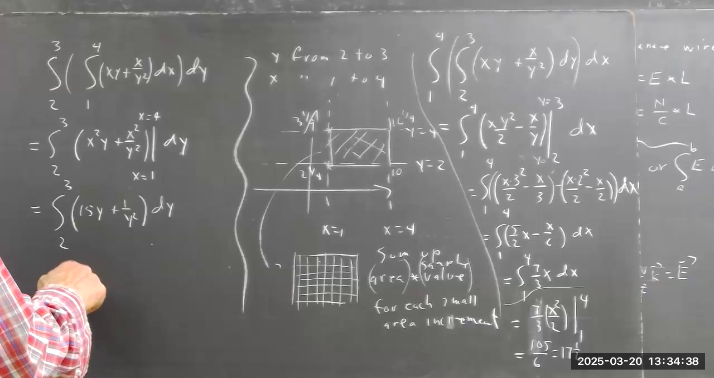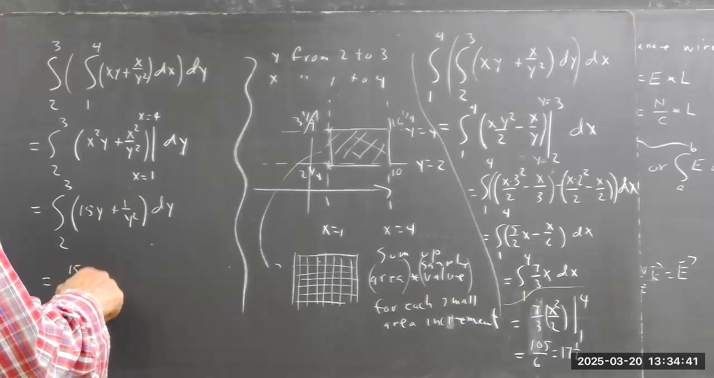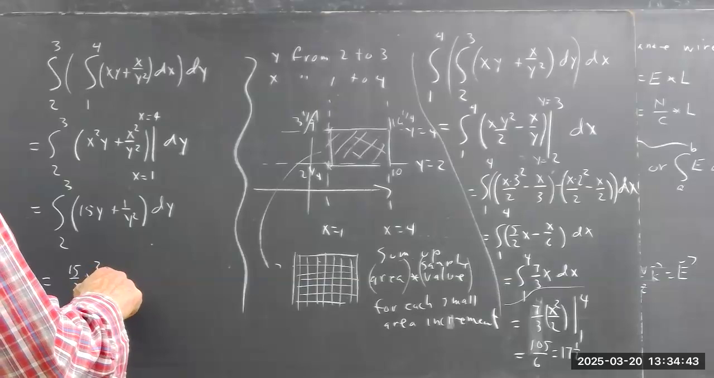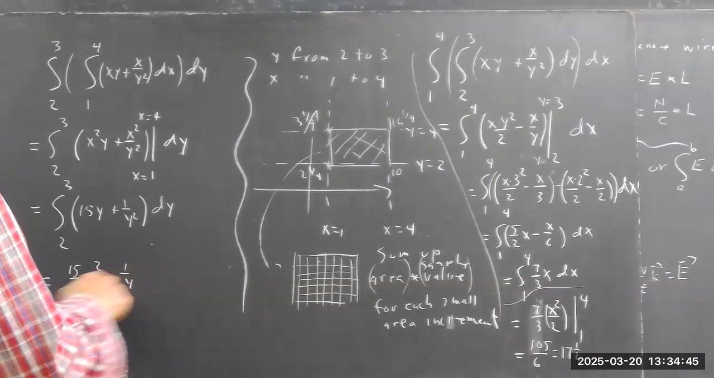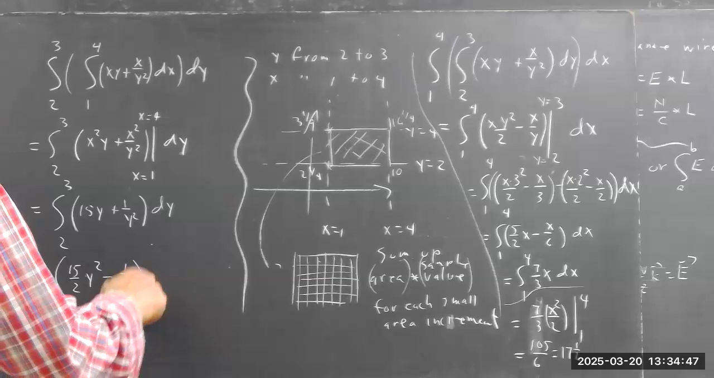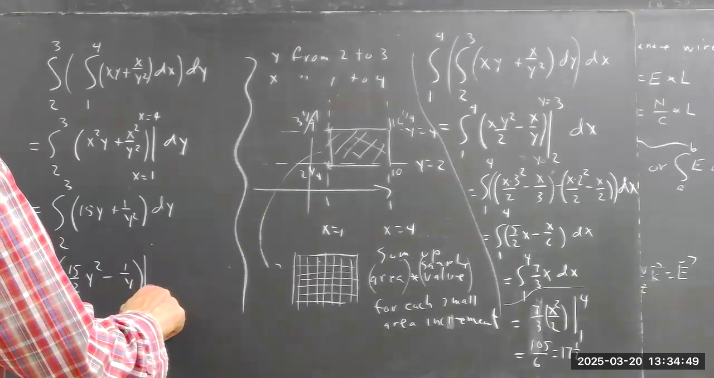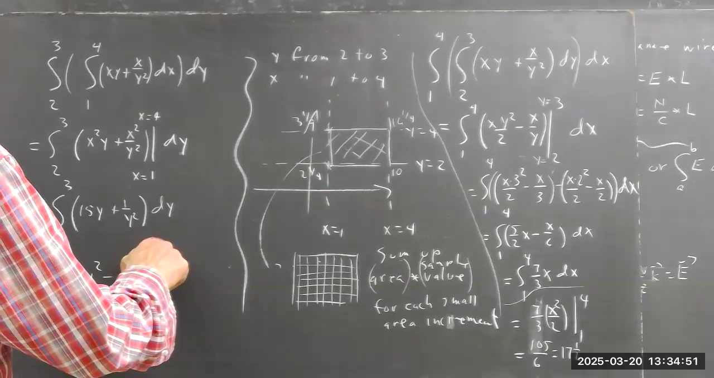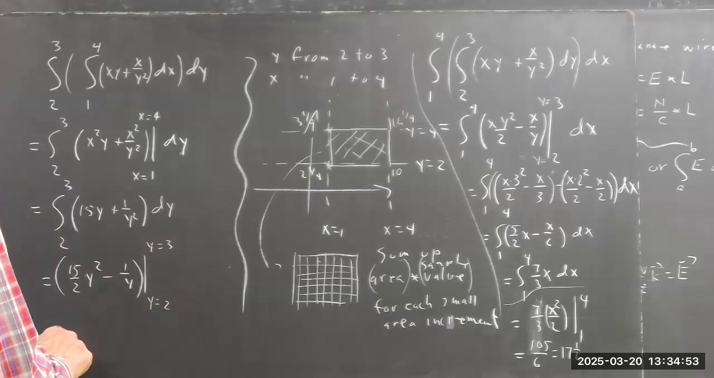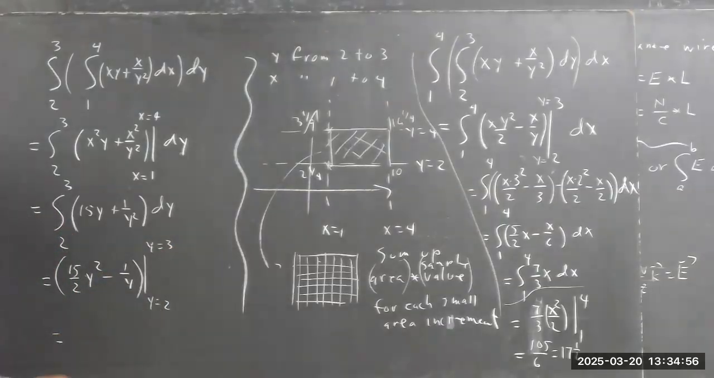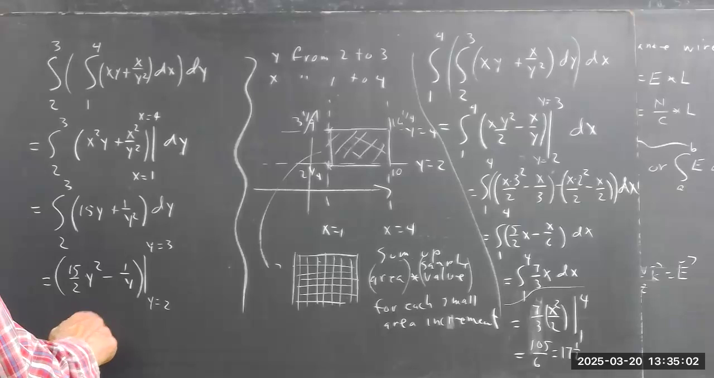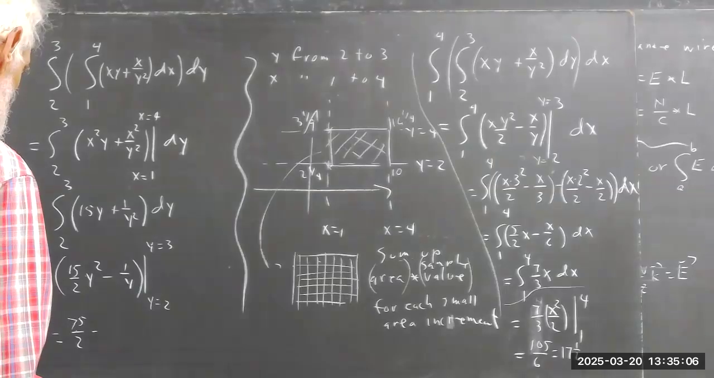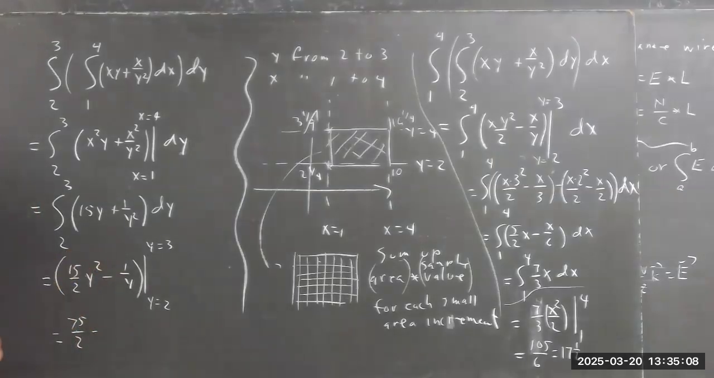And then I integrate with respect to y. So I get 15 halves y squared minus 1 over y, y equals 2 to y equals 3. Okay, now 3 squared minus 2 squared is 5. So I get 75 halves. I'm already in trouble because I'm getting something way bigger than what I have there. And then minus 1 over y.